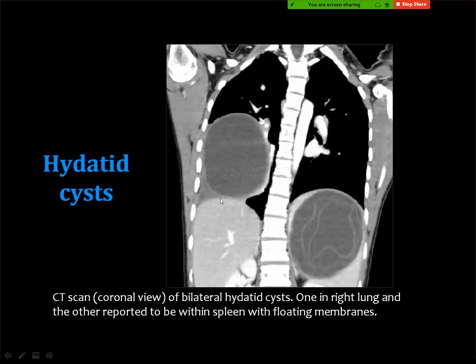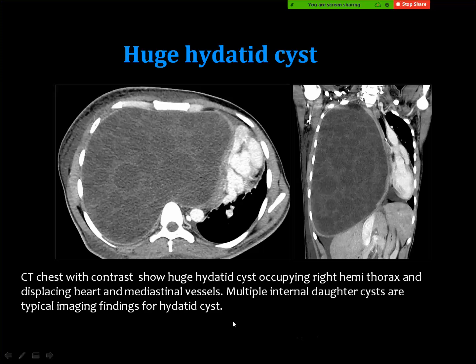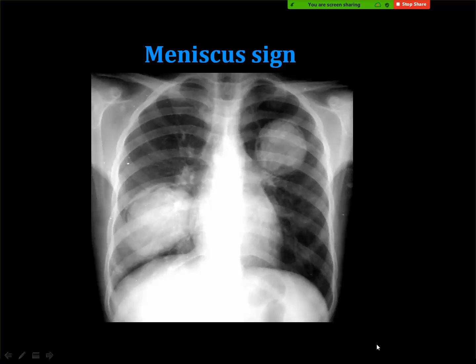This is the appearance of a simple cyst, and this is the floating sign. You see the endocyst is floating within the cavity of the cyst, and this is another example. And you see the crumpling of the endocyst, and this is a very big hydatid cyst occupying the right hemithorax, compressing the heart to the left side with too many daughter cysts inside. This is one of the most classic appearances of hydatid cyst in the body.